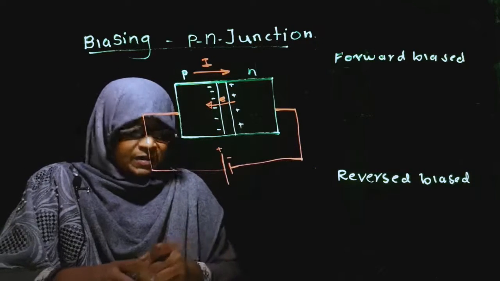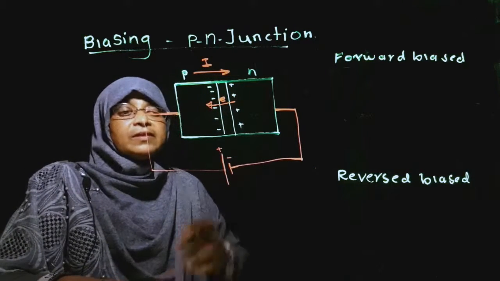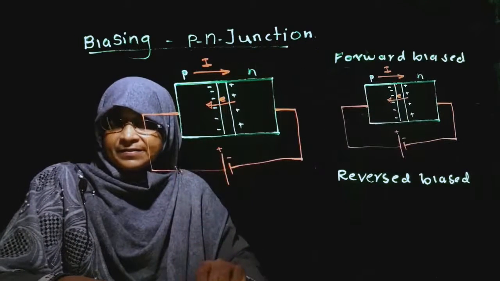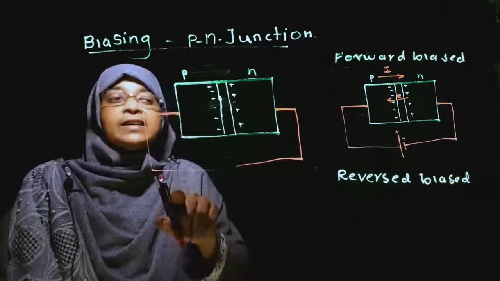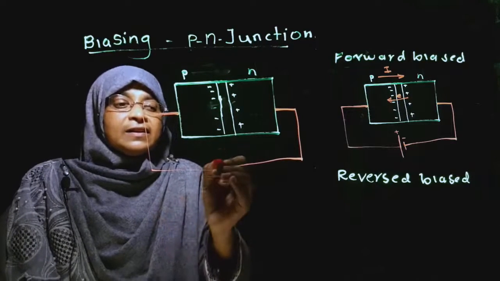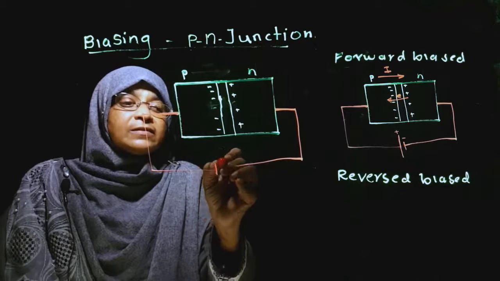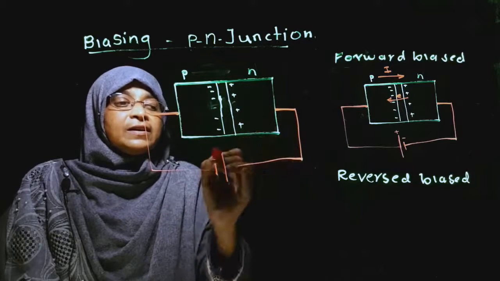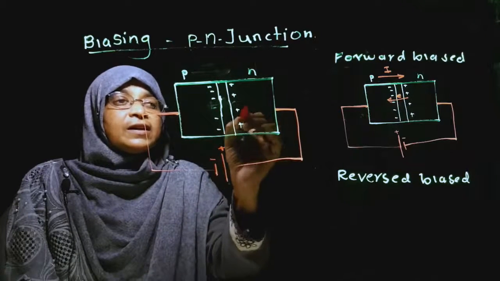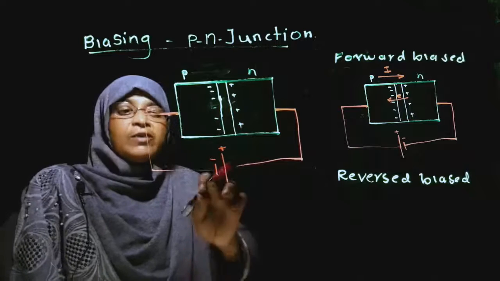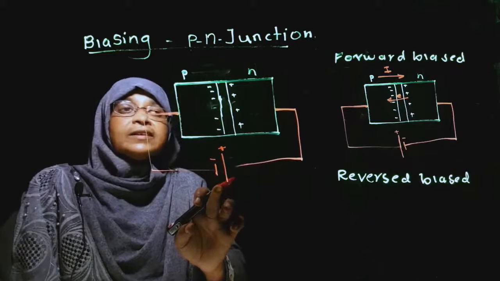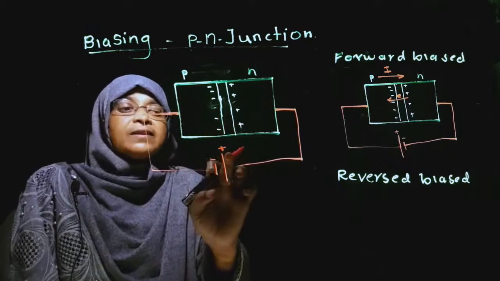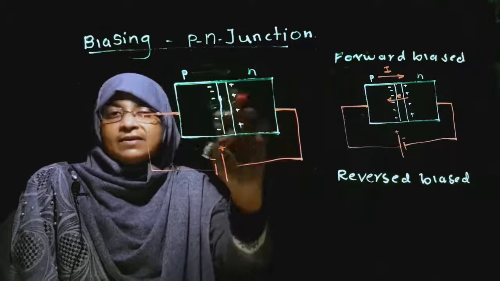Now let's see what happened when this cell is connected to the opposite side. Now I am going to connect the cell, the negative side to the positive and the positive side to the inside. Now I have connected this cell, negative potential to the P side, positive potential to the N side. What will happen?